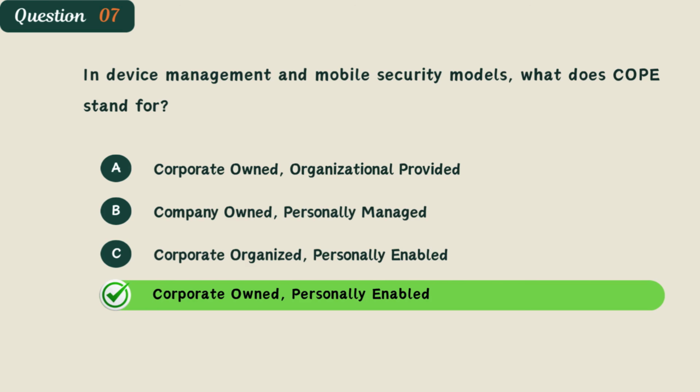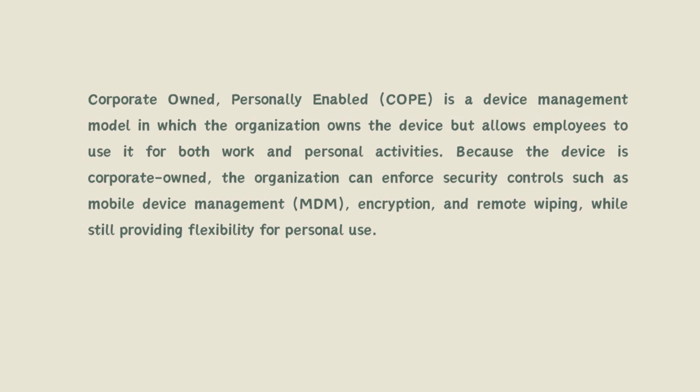Correct answer: D. Corporate-owned, personally enabled. Corporate-owned, personally enabled, COPE, is a device management model in which the organization owns the device but allows employees to use it for both work and personal activities. Because the device is corporate-owned, the organization can enforce security controls such as mobile device management, encryption, and remote wiping, while still providing flexibility for personal use.